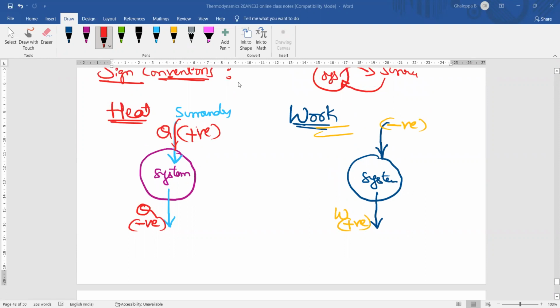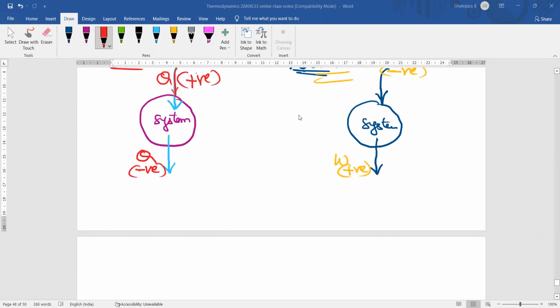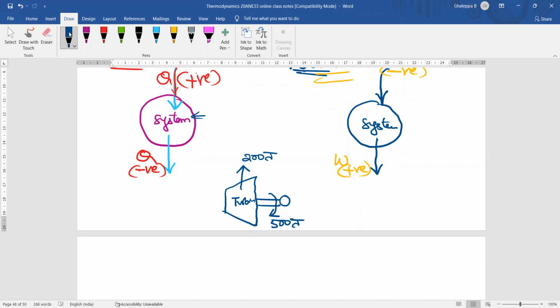Heat added to the system is positive. Heat rejected by the system is negative. Okay, I will give one example. You tell me how much will be the heat transfer and how much will be the work transfer. Let us consider one system. This is a turbine. Turbine is a system. This turbine is rejecting heat, that is 200 joule. This turbine is producing some mechanical work, that is thermodynamic work, that is 500 joule. Now you tell me with sign conventions.